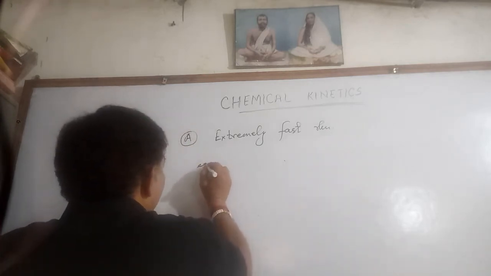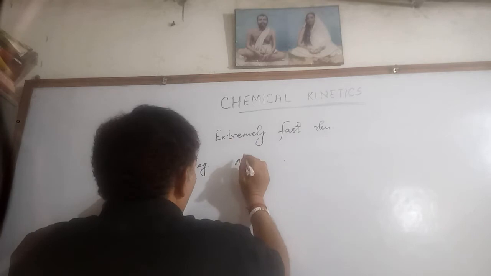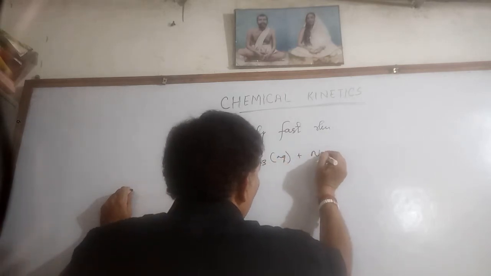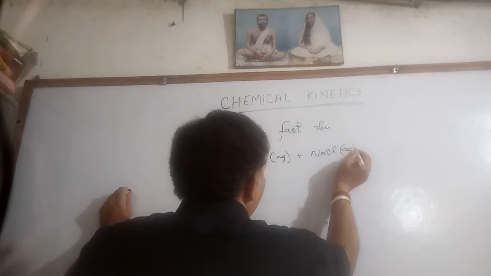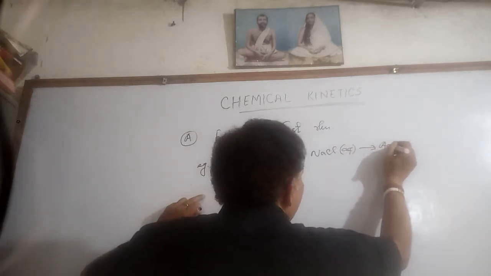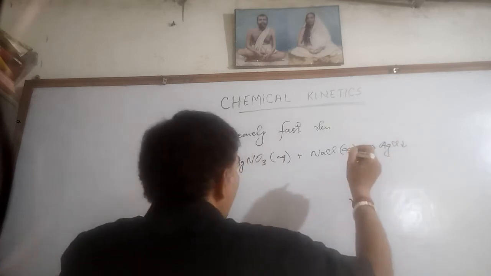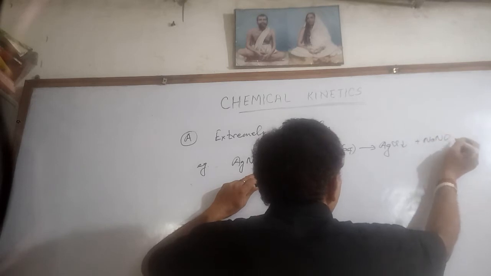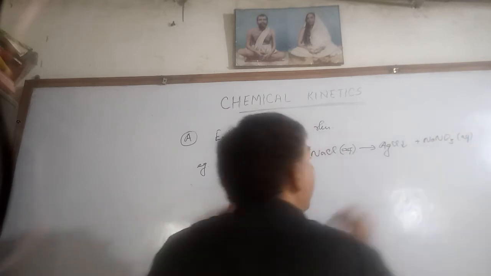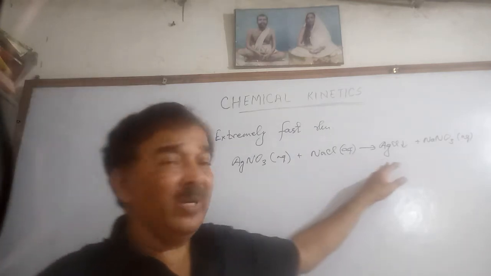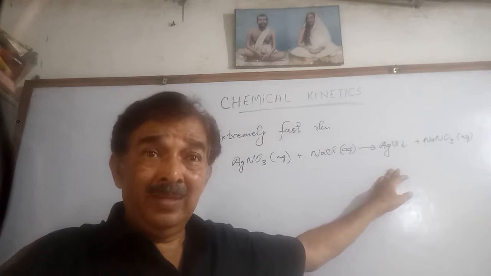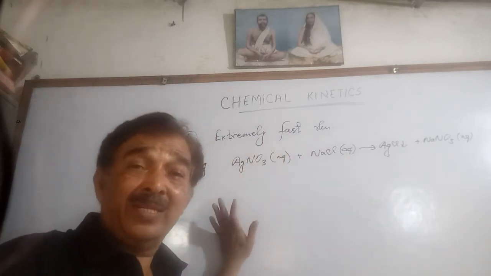An example is the reaction of silver nitrate solution with sodium chloride solution. We get silver chloride, a white precipitate, instantly, and sodium nitrate. The instant formation of the white precipitate of silver chloride explains that the reaction is very fast.